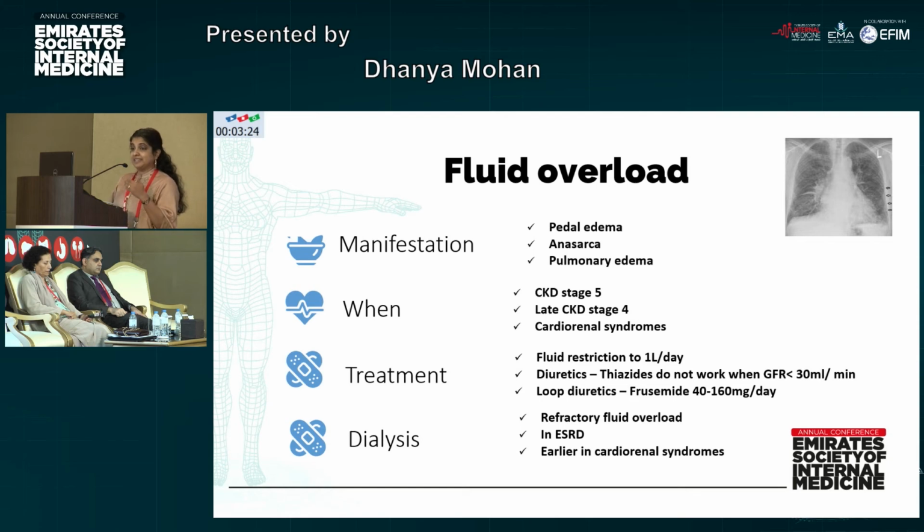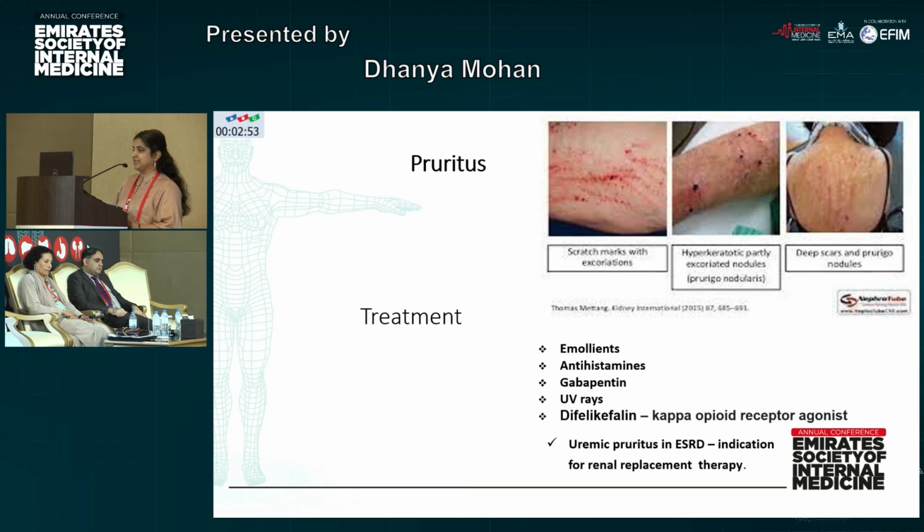Important to keep in mind the thiazide diuretics like indapamide, which we use for hypertension and CKD in earlier stages, does not work when the GFR is less than 30 mL per minute, and loop diuretics can be used. Usually higher doses are needed as the CKD stage advances. And dialysis is indicated in refractory fluid overload, which has failed with all diuretic correction, and typically in CKD stage 5, with an earlier indication of dialysis in patients with a concomitant cardiac syndrome or cardiorenal syndrome.